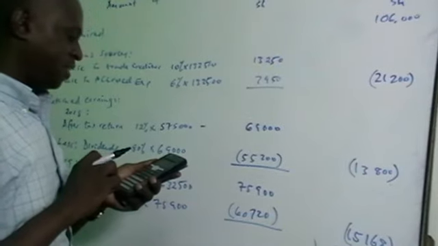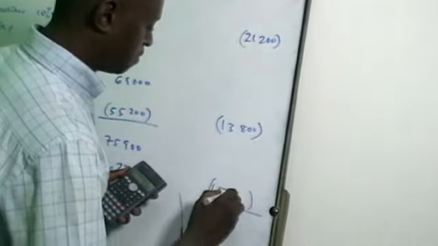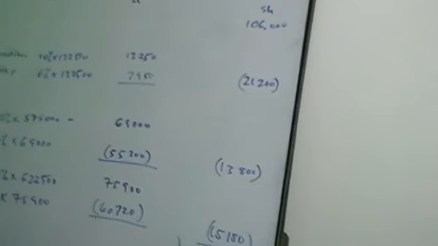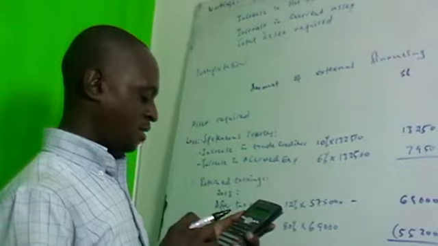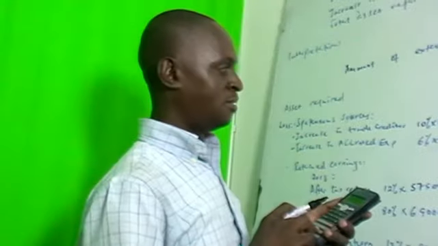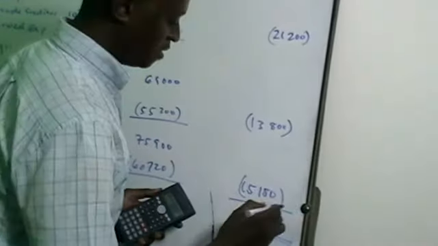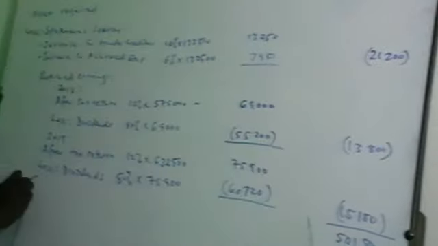Now we have 75,900 minus the answer. That is 15,180. So let's get the deficit. We have 15,180 plus 13,800 plus 21,200. So that gives us 50,180. This 50,180, this is what the examiner is telling us, that it will come from commercial paper.